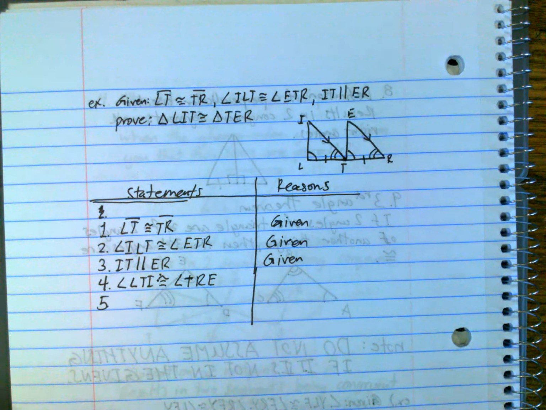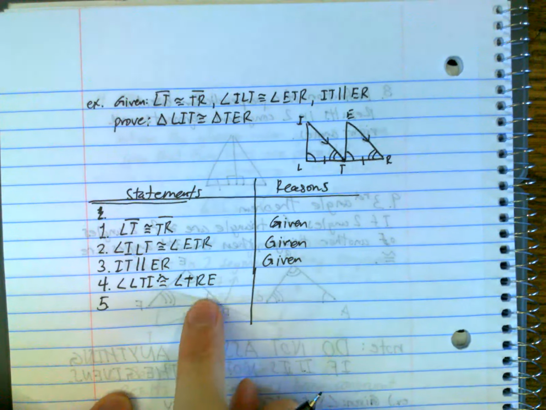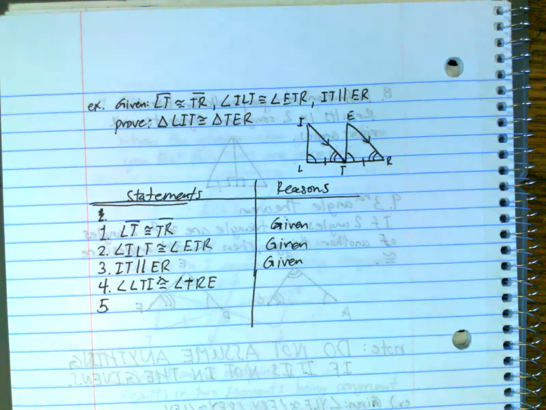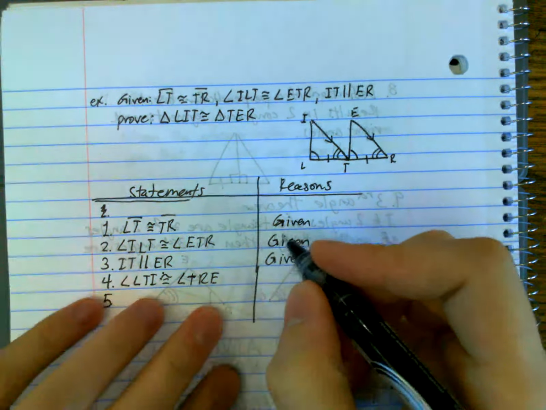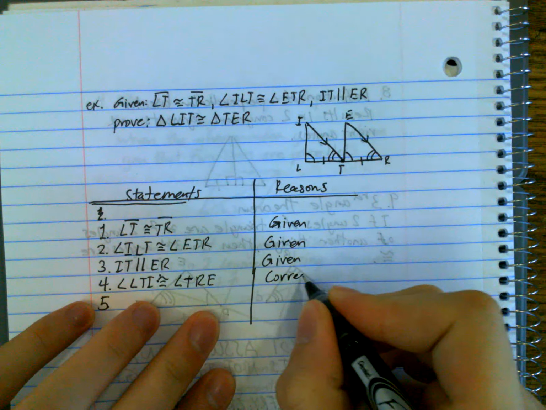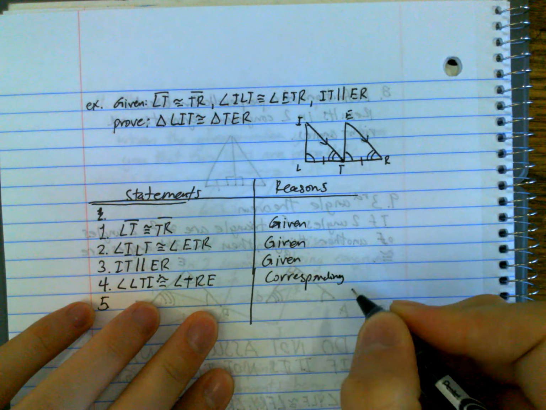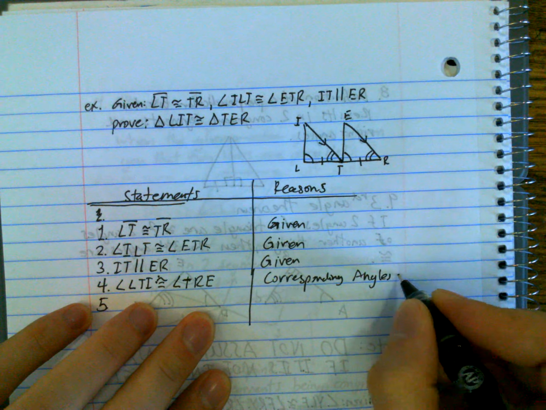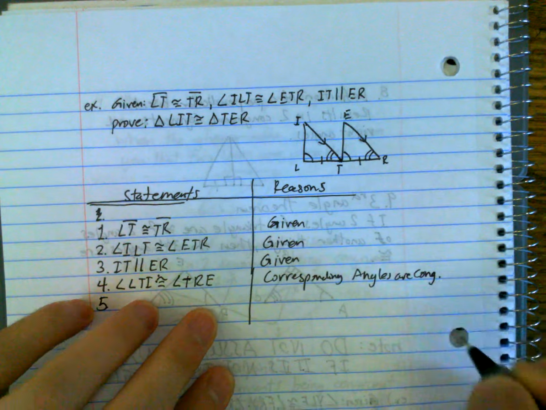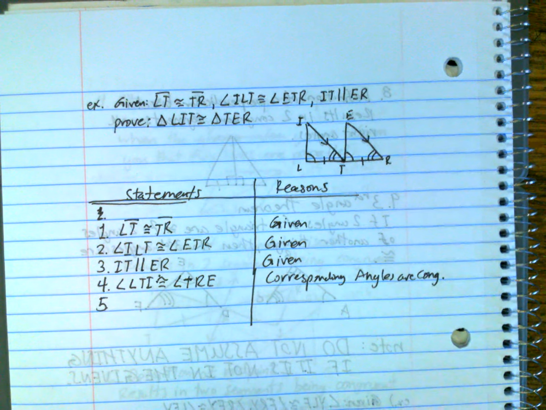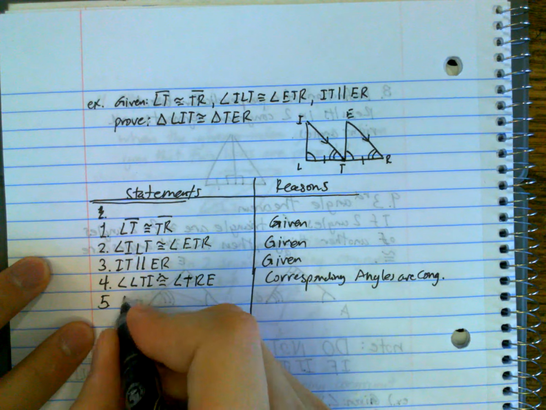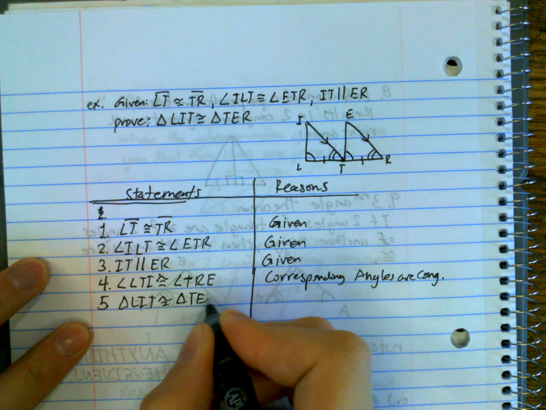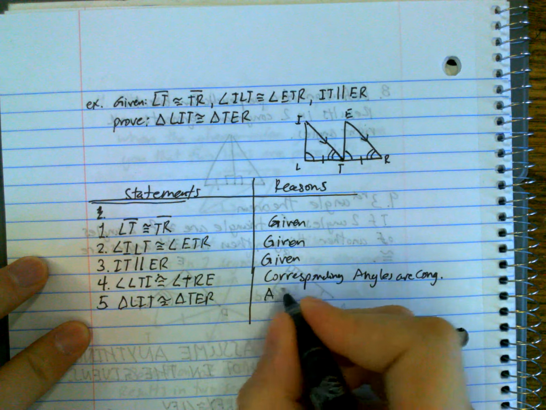If you wrote that as ERT, that's fine too. You went with E first. Either way, it's fine, as long as R is in the middle. All right, and that's congruent by corresponding angles are congruent. I'm going to put CONG dot for short. That means that triangle LIT is in fact congruent to triangle TER by angle, side, angle.